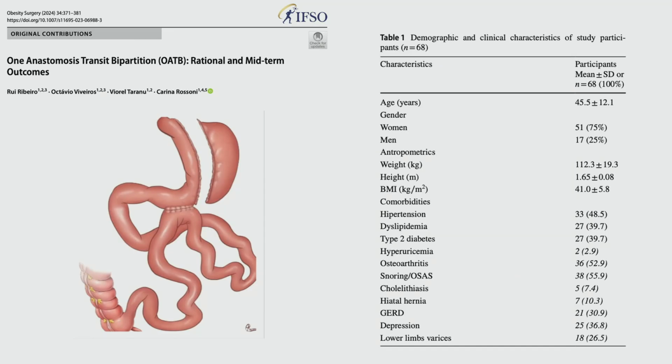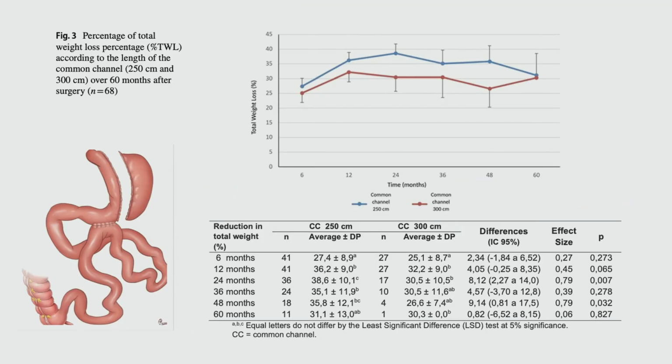And here is a very exciting paper published very recently by Rui Ribeiro from Portugal, dealing with one-anastomosis transit bipartition in those patients. There are 68 patients. It's going to be very interesting. In the end, it is something very similar to the standard SADI procedure. The median BMI of the patients by Dr. Rui Ribeiro is 41. And here you can see the differences, there are two different common channels.